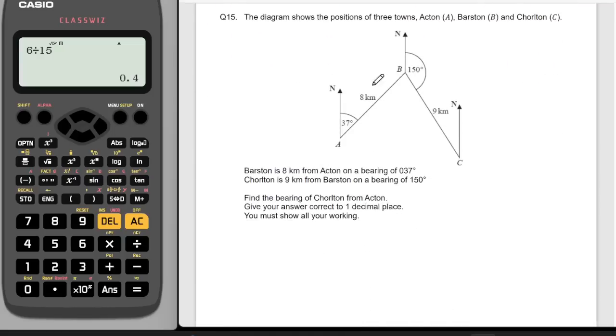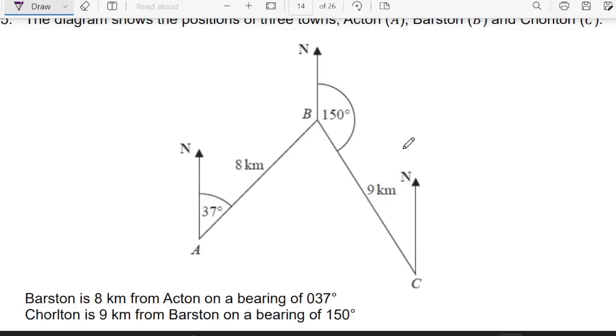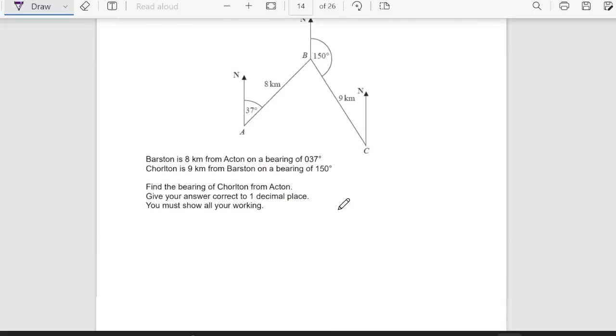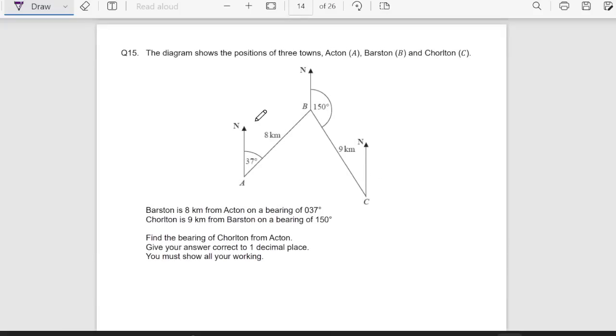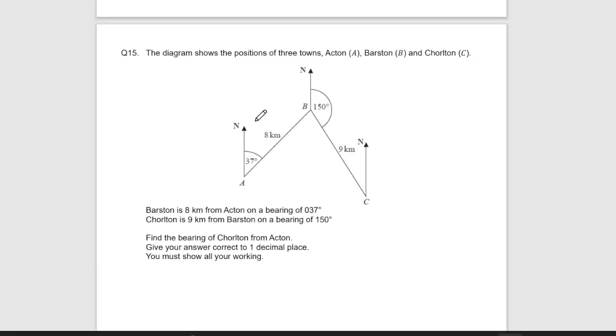Okay, question 15. Nice looking question straight away. So we're looking at quite a crowded bearings question. Diagram shows the position of 3 towns: Acton, Barnston, and Chorlton. I'll call them A, B, and C from now on. B is 8 kilometers on a bearing of 037. C is on a bearing of 150. Find the bearing of C from A.